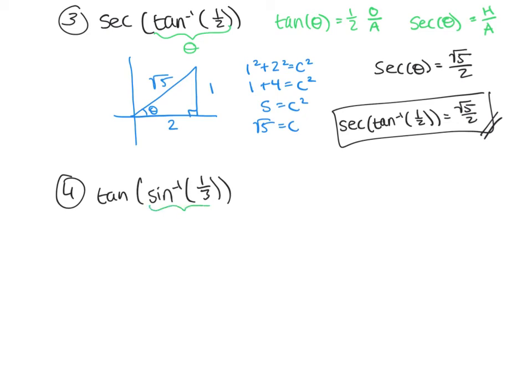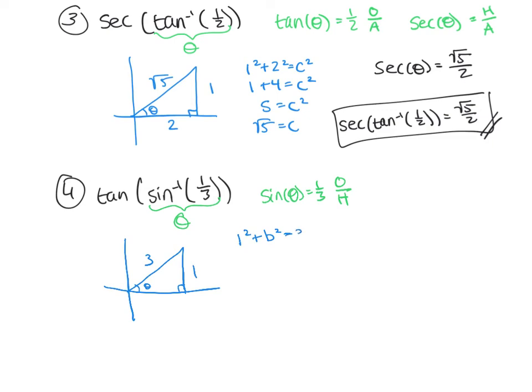So this right here is really my theta. We know that sine of theta is 1/3, and sine is opposite over hypotenuse. So when we draw our triangle, here's our triangle. Our opposite side is 1. Our hypotenuse is 3. We're going to solve for that last side. So 1 squared plus b squared is equal to 3 squared. So 1 plus b squared is equal to 9. Subtract 1 on both sides, take the square root, and we get b is equal to square root of 8.